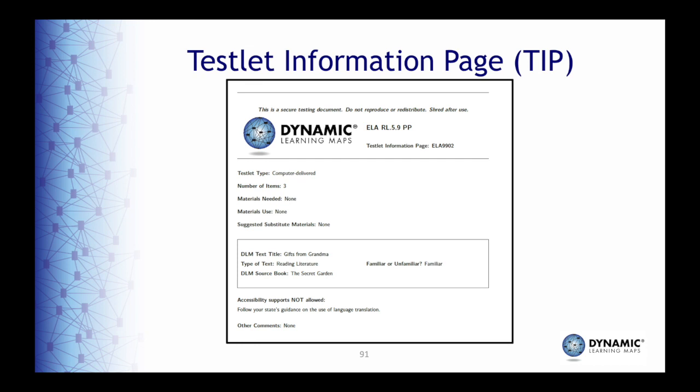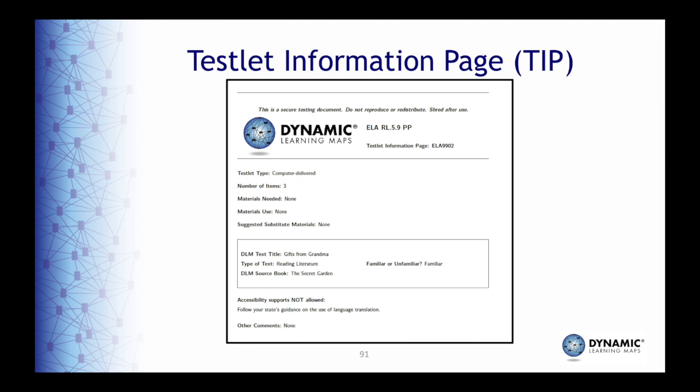As was mentioned previously, before administering a testlet with a student in Student Portal, the testlet's corresponding testlet information page should be accessed in Educator Portal because it contains important preparatory information. The testlet information page for the following release testlet indicates the testlet will assess RL.5.9 at the proximal precursor linkage level, will be computer delivered, and will have 3 items.